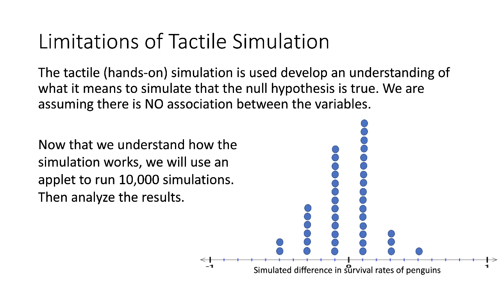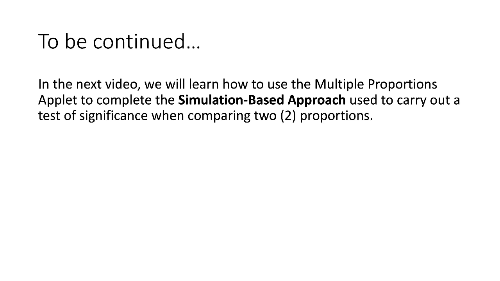Now that we understand how the simulation works, we will use an applet to run 10,000 more simulations, then analyze the results. So in the next video, we'll learn how to use the multiple proportions applet to complete the simulation-based approach used to carry out a test of significance when comparing 2 proportions.